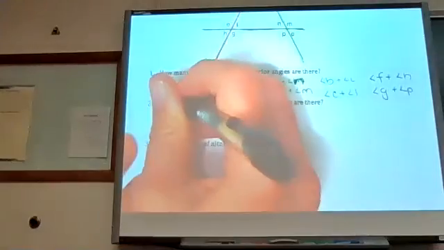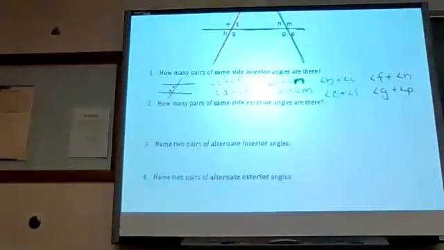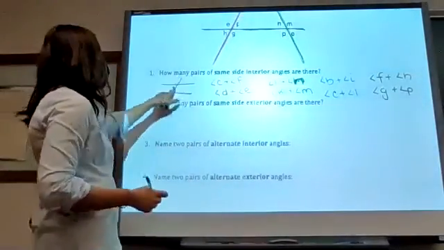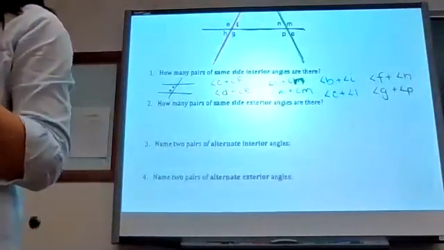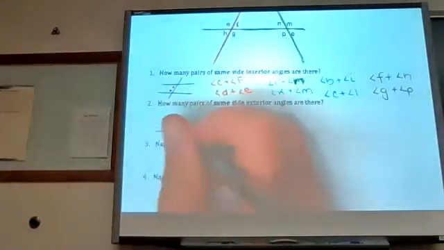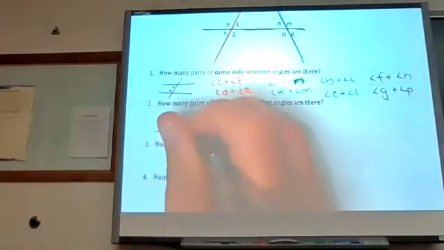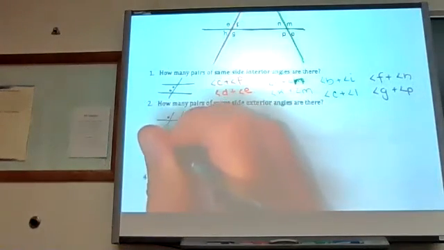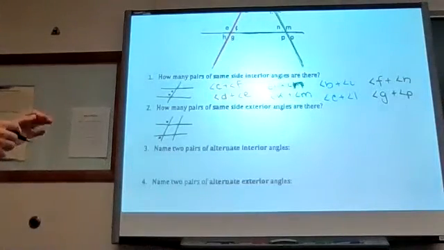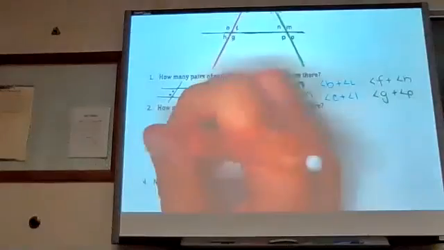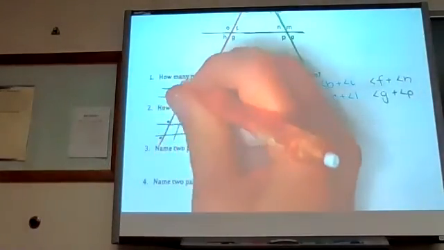Okay, so what we were looking for there, probably should have given us a little same side on the interior. Here's the transversal, two angles that are on the same side interior. Now, we're going to look for angles that are on the same side exterior. If this is my transversal, it's on the same side on the exterior.